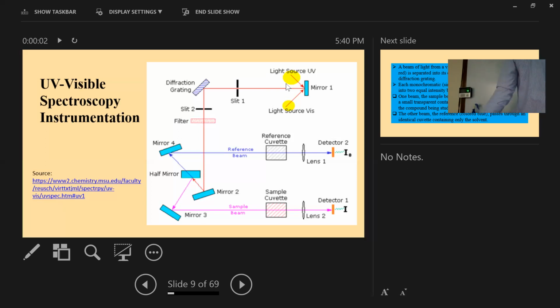Are you familiar with the grating? Do you have any stapler pin? Maybe I can. Are you familiar with the grating word? Have you ever heard the grating? Okay. Can you explain a little bit?